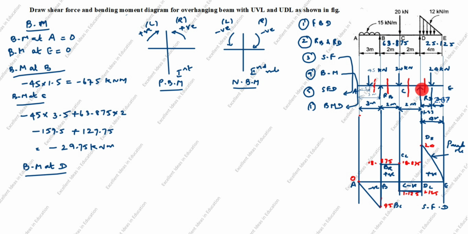Next, bending moment at D. D force is here. From here to here calculate. You see this force is anti-clockwise. So anti-clockwise is negative. Minus 45 into, what is the perpendicular distance from here to here? This is 4. Here is 1.5. So 5.5. Next, you see this arrow from here to here. It goes clockwise. Clockwise is positive. Plus 63.875 into perpendicular distance from here to here, 4.